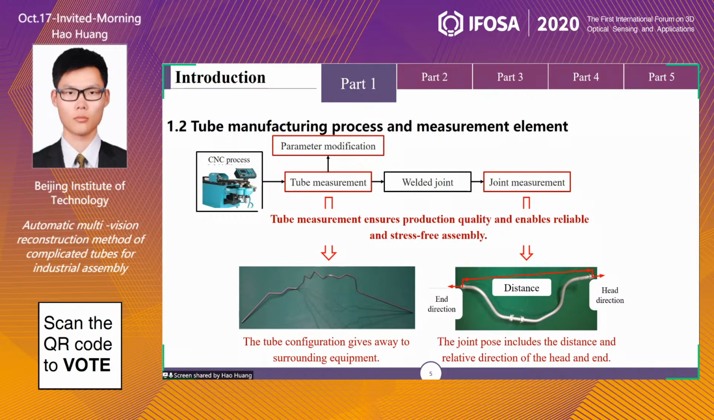As is shown in the picture, the tube is bent by the CNC machine, and we can find that the tube configuration gives way to surrounding equipment, and the joint pose includes the distance and the relative direction of the head and end. So tube measurement ensures production quality and enables reliable and stress-free assembly.